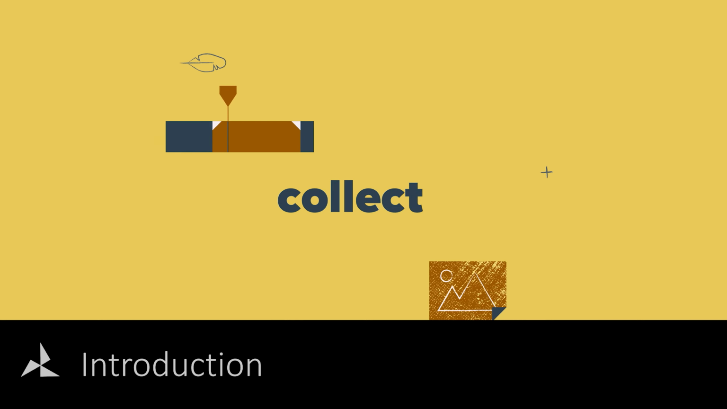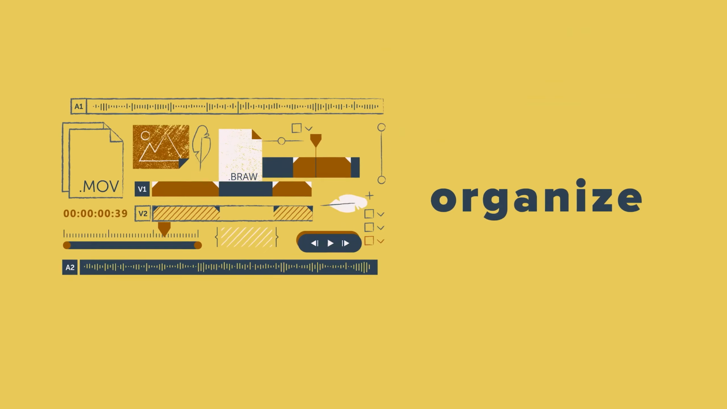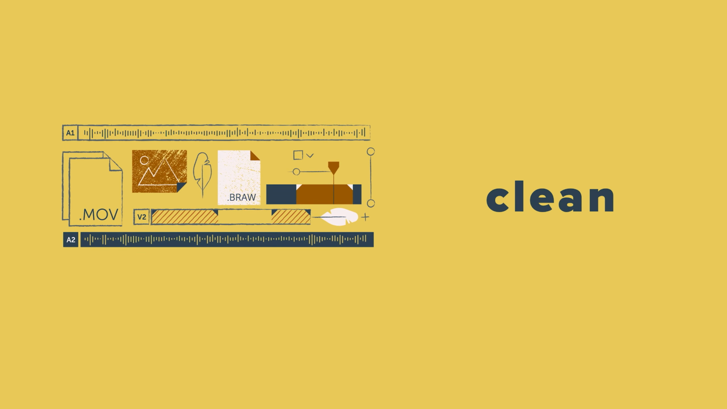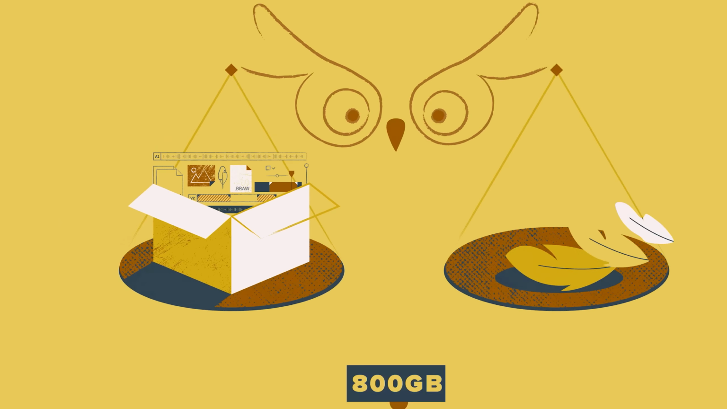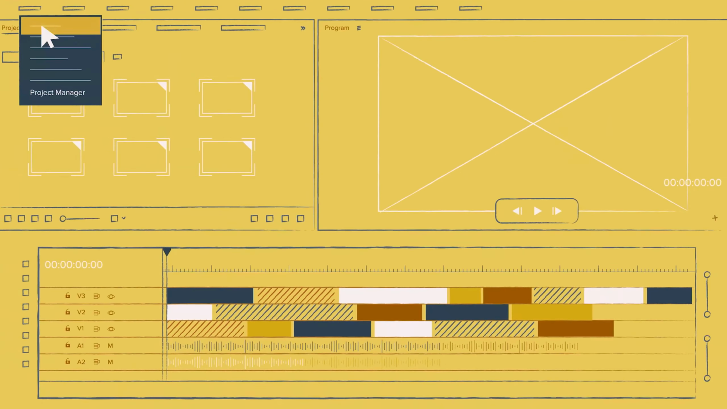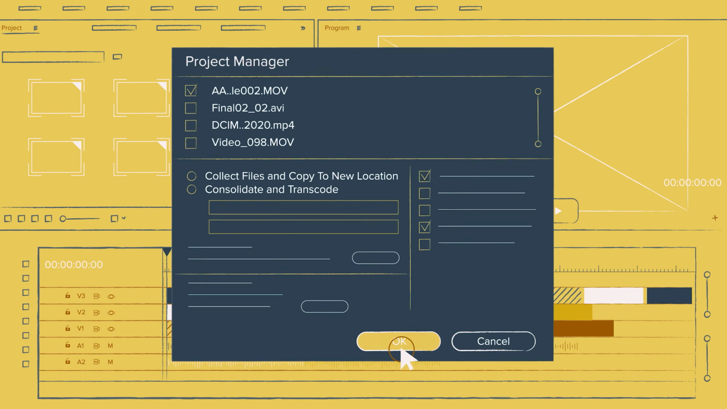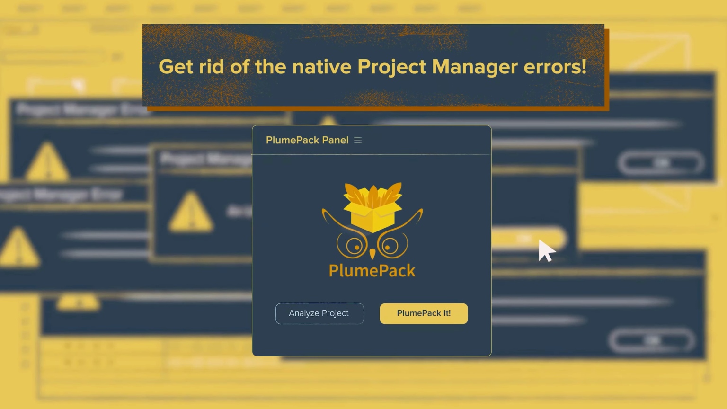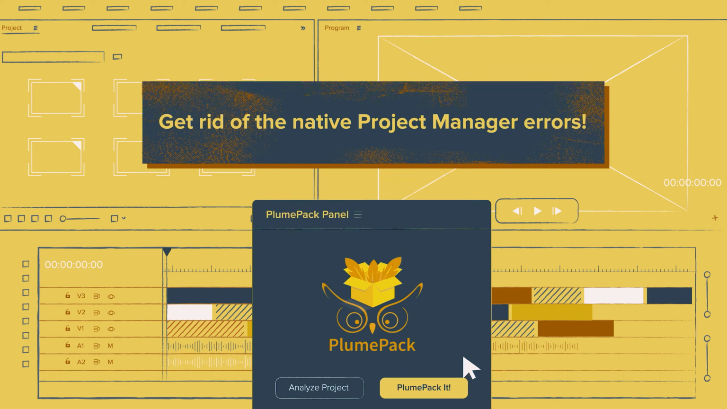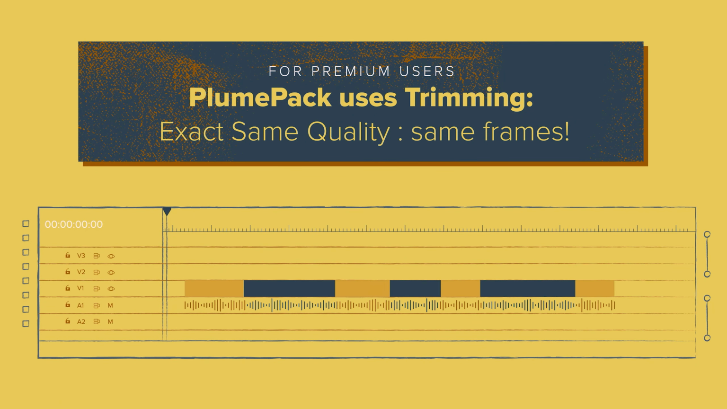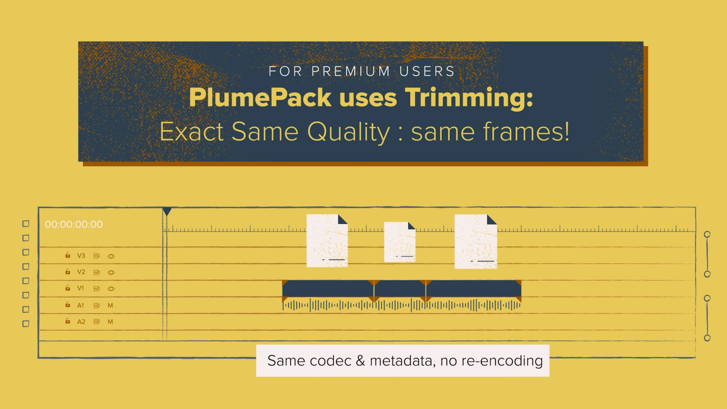With PlumePack, you can collect all your footage, music, After Effects compositions, and more into a given folder and remove unused media or part of media to save space. PlumePack helps you manage your media more efficiently, doing the same job as the native project manager, but with more features and fewer bugs. With PlumePack, you can trim your file without re-encoding, which saves you space and time.